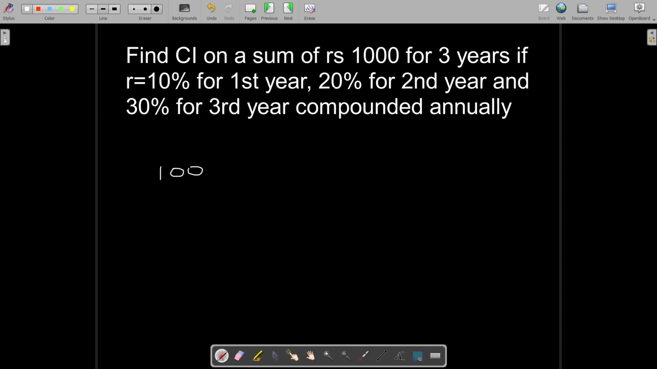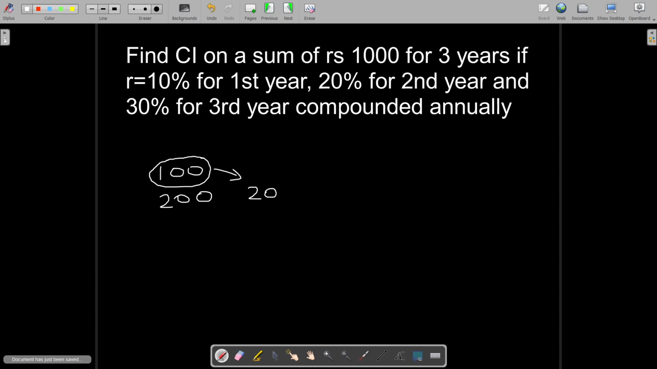For the second year, the rate of interest is 20%. You will get 20% of the principal. 20% of 1000 is ₹200 as interest on principal. And as interest on the previous interest, ₹100 was the first year's interest. Now for the second year, you will get 20% of 100, ₹20, as interest, because the rate of interest for the second year is 20%.